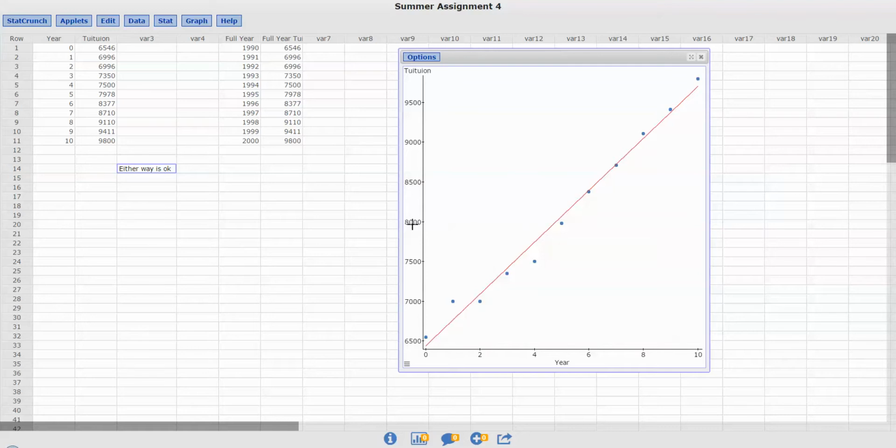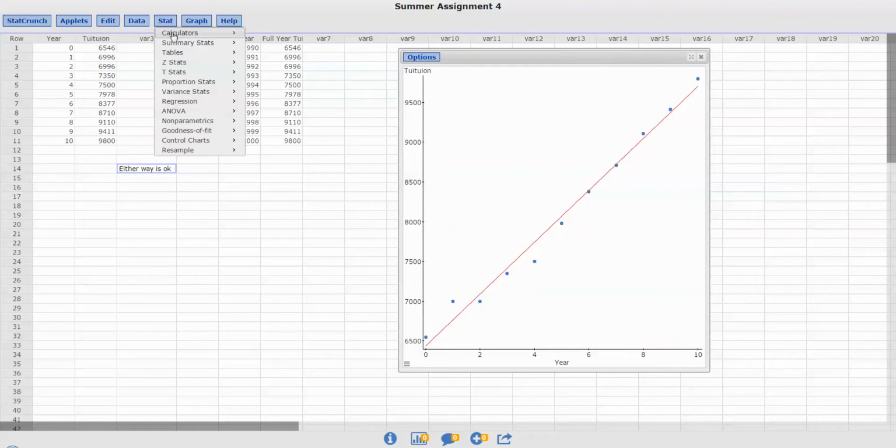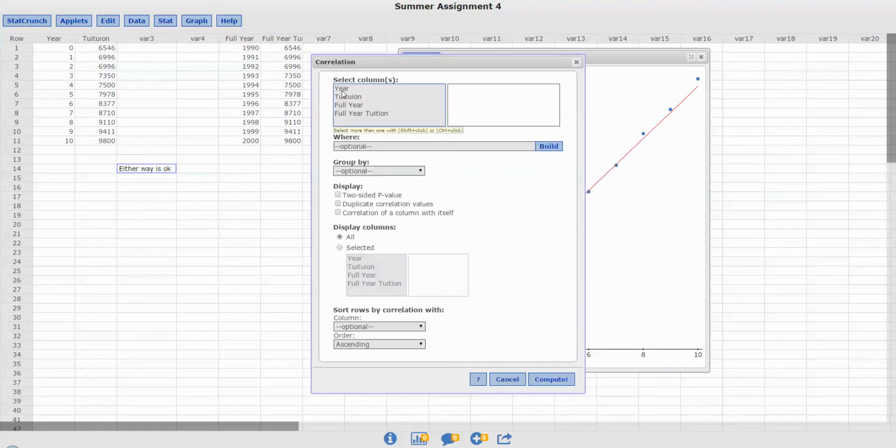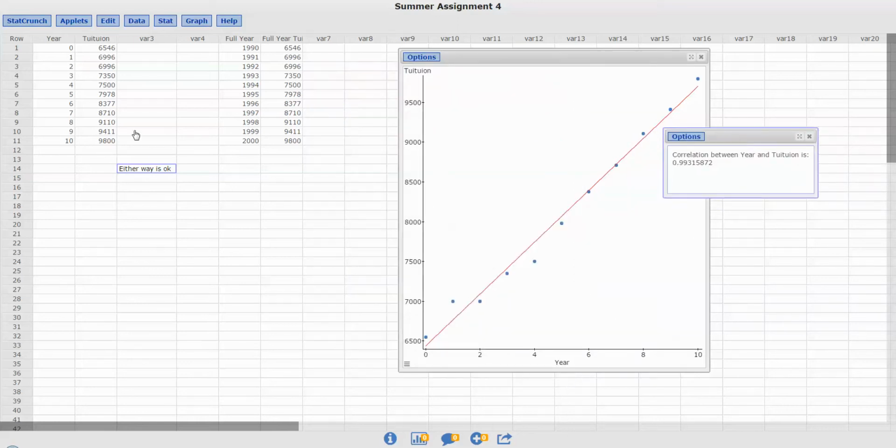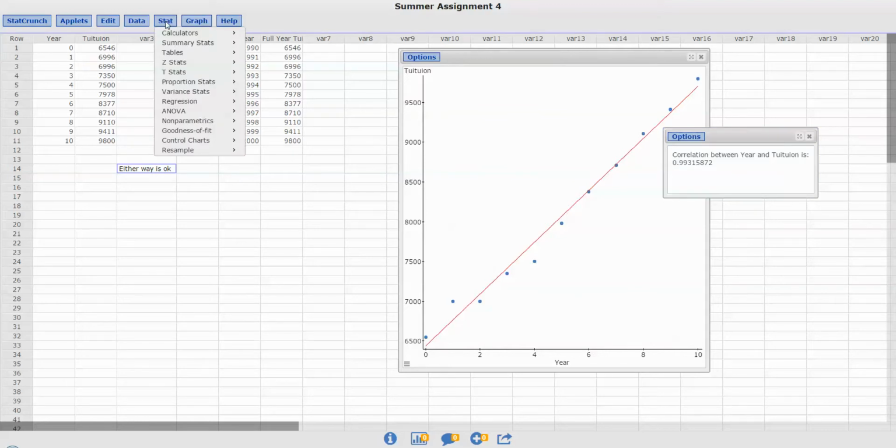If you want to find the correlation, we can go to stat, summary stat, correlation, and highlight these two. Just hit compute, and you'll find the correlation between year and tuition is 0.99315872.